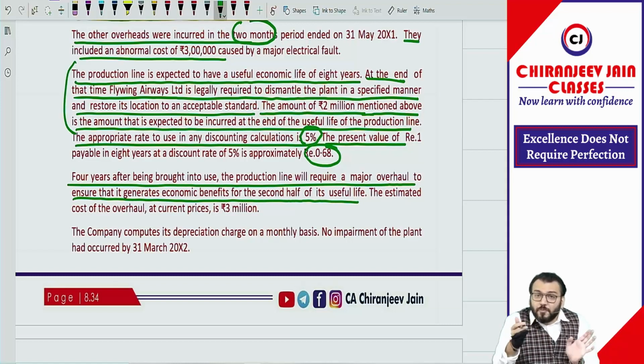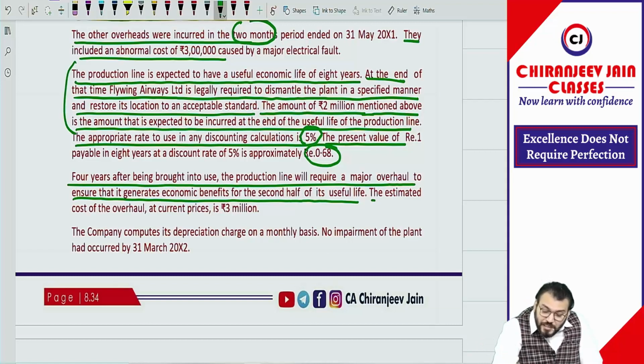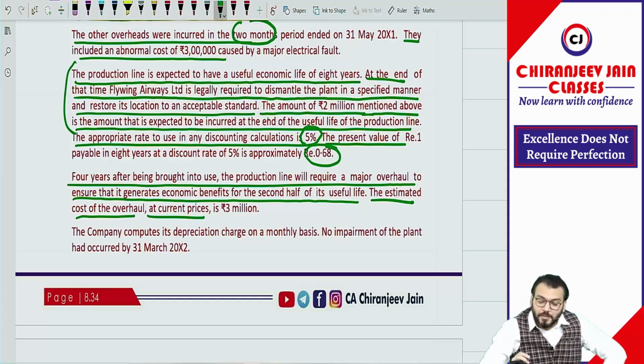So after 4 years, can I say a major inspection is required, which will give benefit for the next 4 years? The estimated cost of the overhaul at current price, as on today, means what? The estimated cost of the overhaul at current price is 3 million. So this is the current price of which date?